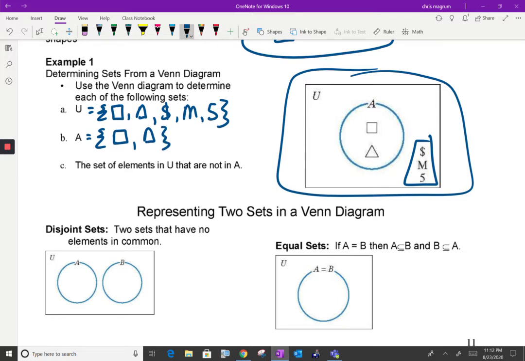Okay, in C, we want to know the set of elements that are in the universal set but not in A. So essentially, what can we see that I didn't just cover up? The $, the M, and the 5. So, in the universal set, but not in A.